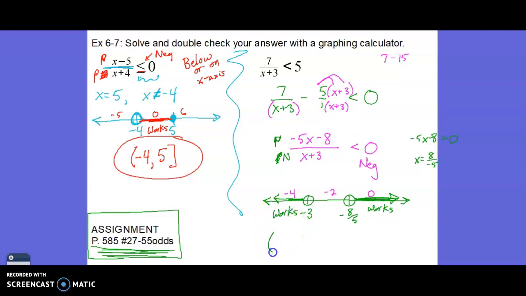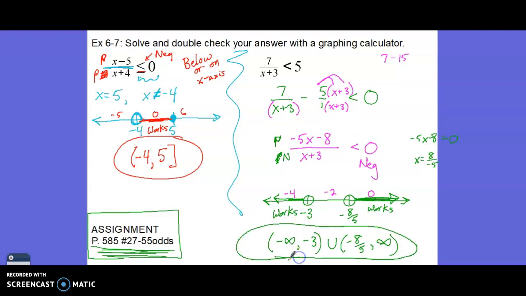So what's our final answer in interval notation is from -infinity to -3 union -8/5 to infinity. So I recognize that that's very difficult. I would encourage you to use a graphing calculator to check this answer, and you should be ready for the homework now. And if you have any questions, please write them down, email me, bring them to class, whatever you need to do to be successful.